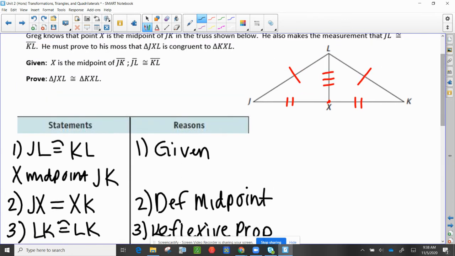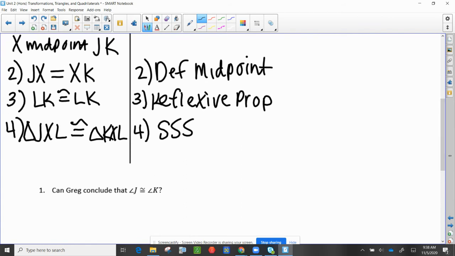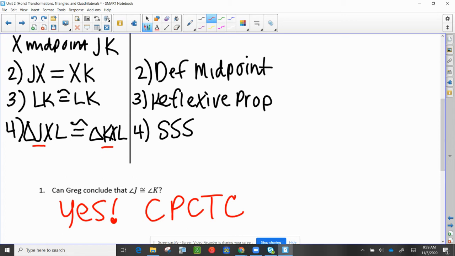So again, mark up your picture because then you're going to see probably right away what congruence criteria you're going to actually use. But then here's a follow-up question. Can we conclude that angle J is congruent to angle K? Well, according to our congruence statement, if these are congruent triangles, then yes, those have to be congruent. And of course, the reason for that is because corresponding parts of congruent triangles are congruent.